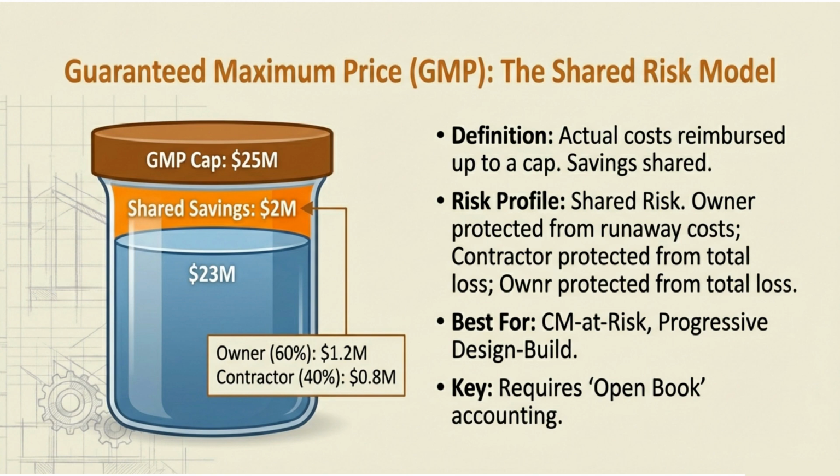Best for: construction manager at risk, CM at risk. Progressive design build. Key requirement: open book accounting. The contractor has to show you the receipts, every single one. You want transparency? You got it. You'll know exactly where every dollar goes. GMP is like splitting a restaurant bill with a friend who actually keeps track of who ordered what. Fair, transparent, and nobody feels cheated.